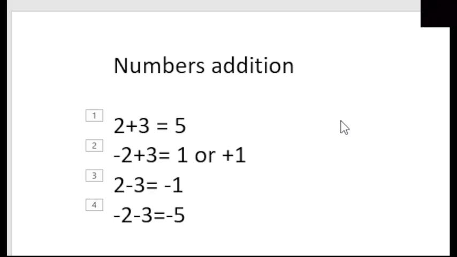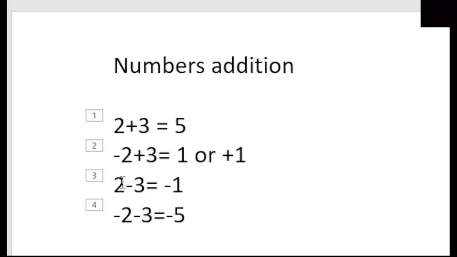Minus 2 plus 3 is a bit different though, because you remember the plus sign is with the 3 and the minus sign is with the 2. So actually they get cancelled out each other, but obviously 3 is bigger, so 1 will be left. And the 1 is actually a plus 1 because it's a positive 1. It means you have 1 remaining.